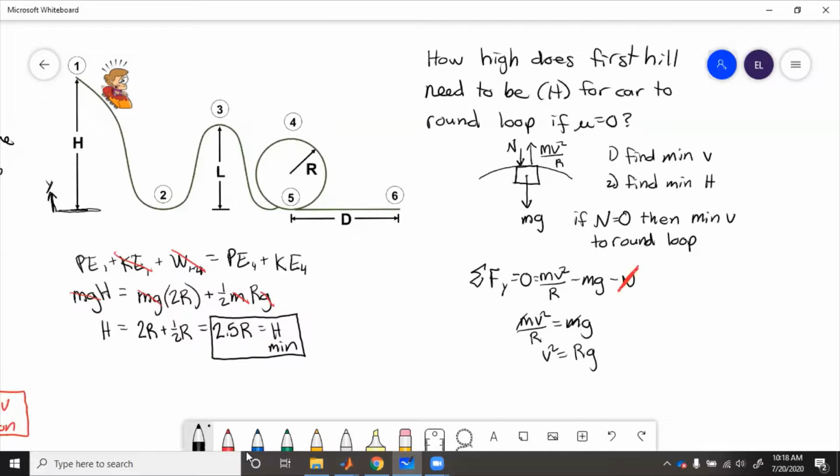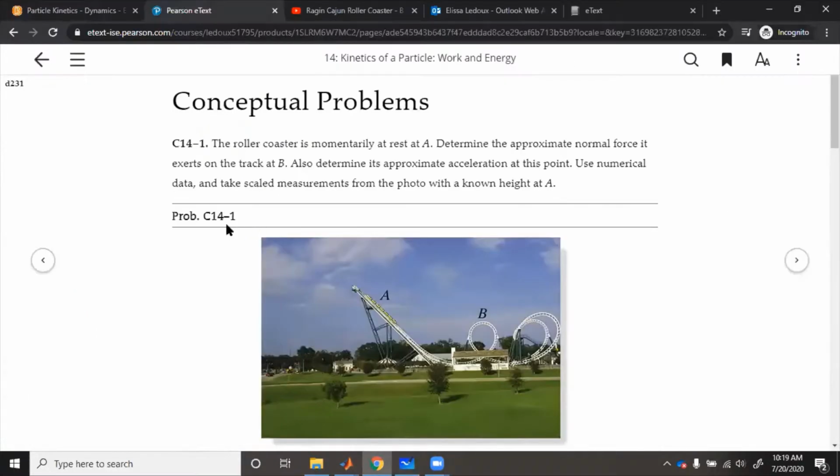And this is interesting. It can't just be double r, because you might think double r would be the height of the top of the loop. But if the starting hill is only that high, then the car will not be moving once it gets to the top, and it won't go all the way around the loop. So that's why first we had to find that minimum speed to round the loop, and then we could find the minimum height.